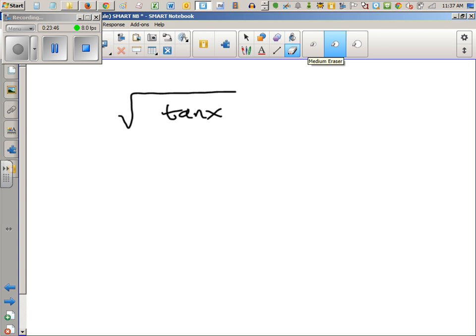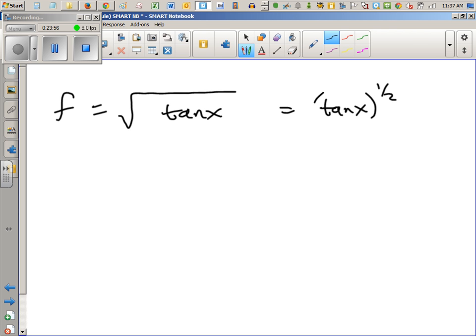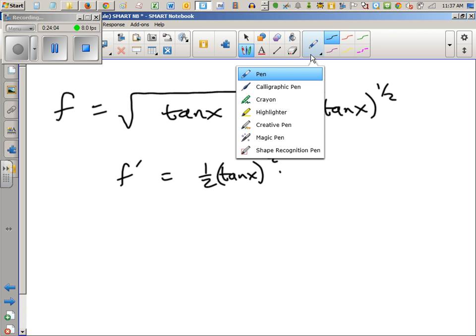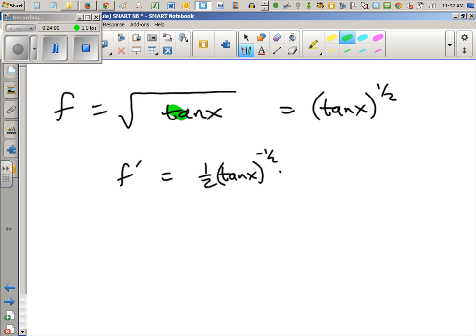Square root of tan x. You say, Mr. Shore, that is not fair. That's not fair at all. Even if, Mr. Shore, I write this as tan x to the half. And even if a 7th grader would bring down the half and take away 1, this just isn't fair. How do you expect me to find the derivative of tan x to place it here? I'm glad you asked.